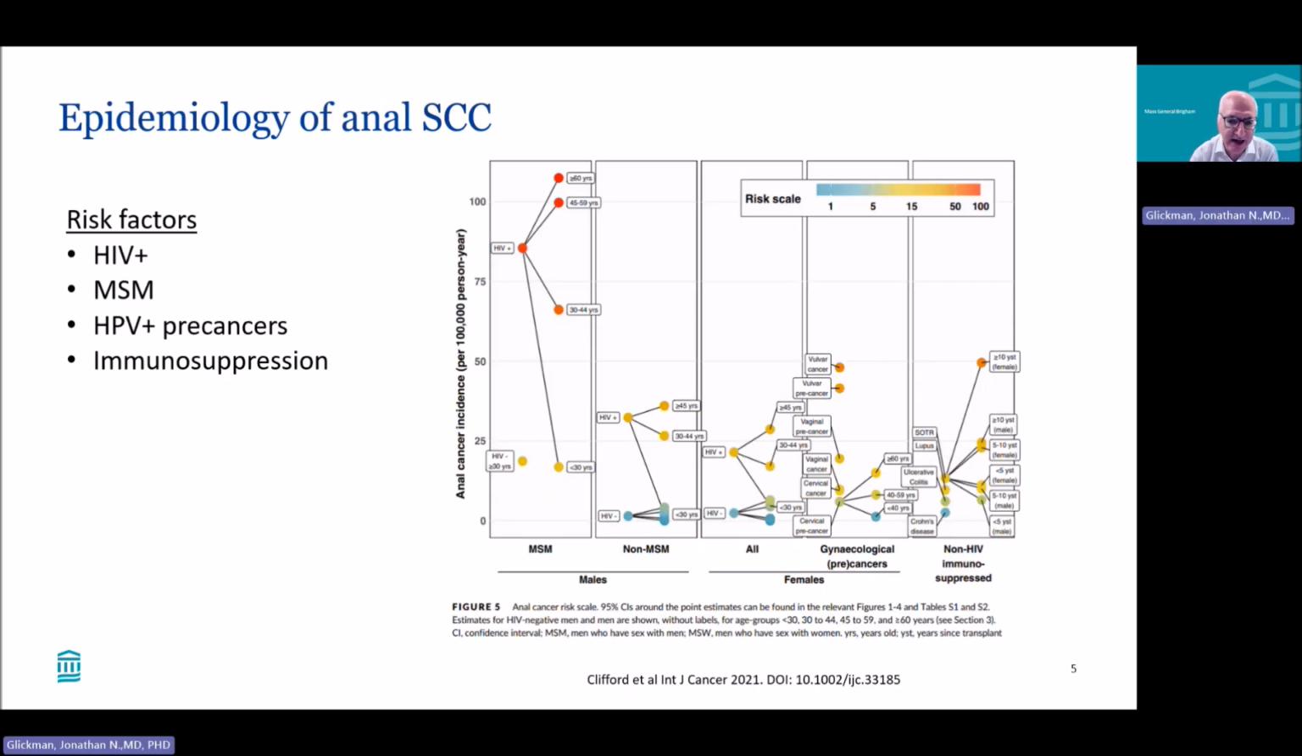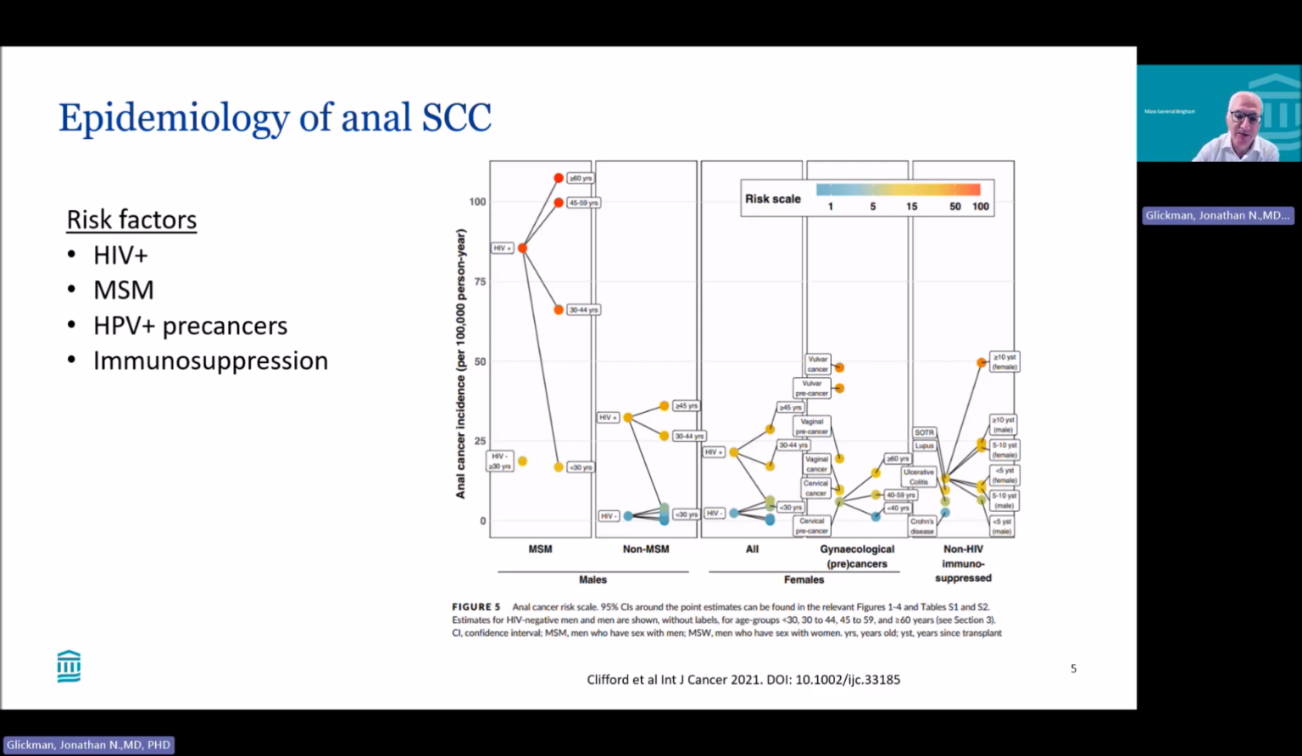So I want to talk first about anal squamous cell carcinoma. So this has some relatively well understood epidemiologic risk factors. This is true in most regions of the world. This includes HIV positivity, men who have sex with men, and in females in particular, the presence of gynecological precancers, as well as HIV status, and also immunosuppression for any reason is also a risk factor.